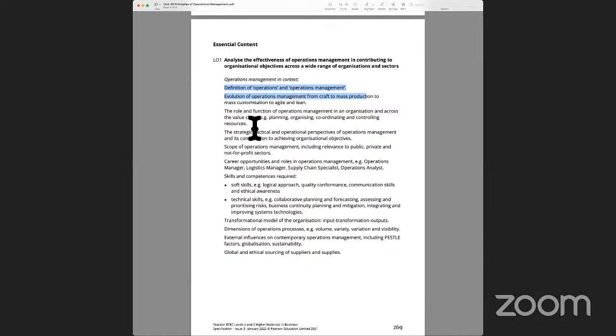We'll also be looking at roles and functions of operations management. So we'll be looking at the POLC cycle, which is an important theoretical aspect that we need to be aware of, which is planning, organizing, leading and controlling, and in some cases it is called the POCC, which is coordinating and controlling cycle. We'll be looking at some of the strategic, tactical, and operational objectives of operations management and how it contributes.